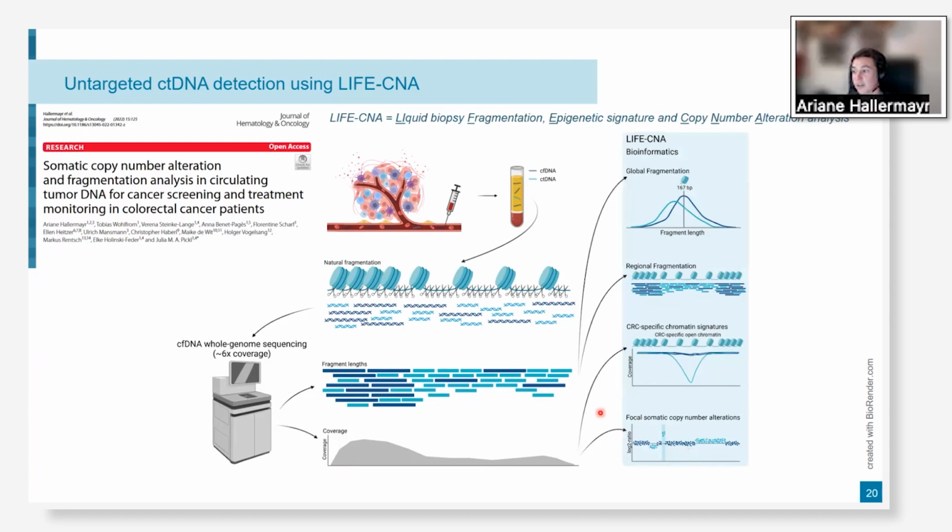And from this information, I was then able, with bioinformatics analysis, to obtain further information on the global fragmentation of the cfDNA fragmentation in one patient, then the regional fragmentation, CRC-specific chromatin signatures, and somatic copy number alterations. And based on global and regional fragmentation, in addition, I also trained machine learning classifiers to assess whether sensitivity for ctDNA detection could even be improved.